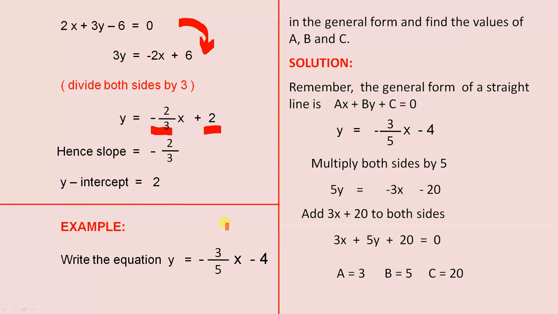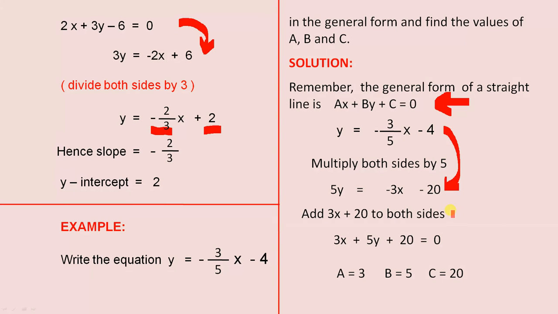Now, we'll go the other way. Write the equation y equals minus 3/5 x minus 4 in the general form and find the values of a, b and c. So remember, the general form of a straight line is here. Okay. Now we started off with y equals minus 3/5x minus 4. We multiply both sides by 5, because remember, in the general form there are no fractions. So that gives us this line here from there to there.